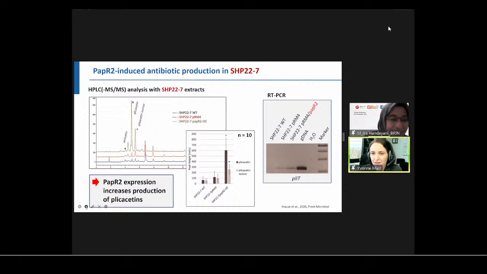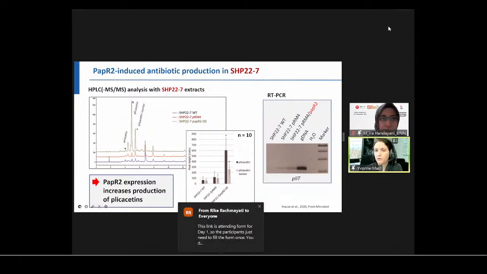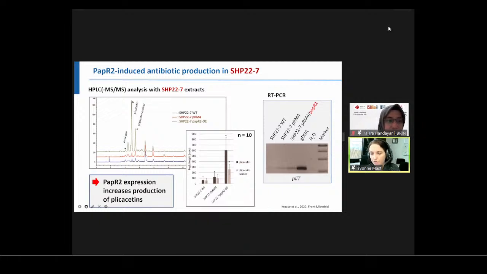Okay. So back then, we indeed could show that it's amicetin plicacetin that is produced by the PAPA2 overexpression strain and in significantly higher amounts. In the next slide, it is shown that this also helped for the isolation of 4 novel pyrimidine nucleoside antibiotics, which was a collaborative work with the group of Harald Groß at the Pharmaceutical Institute of the University of Tübingen.